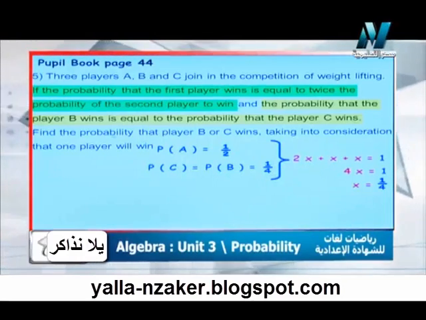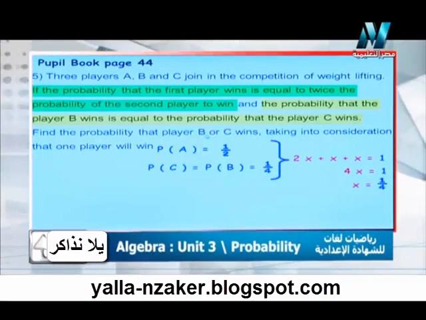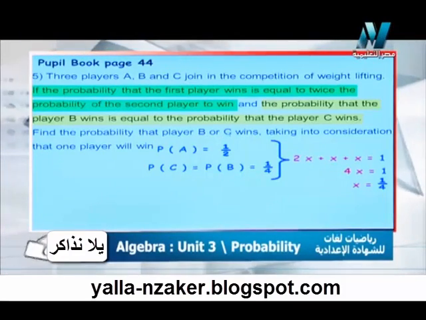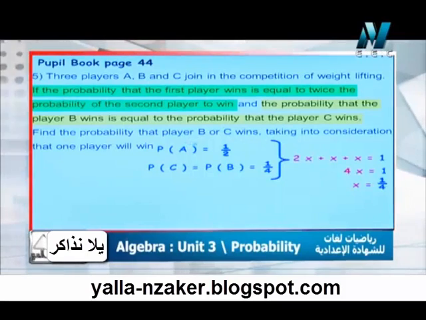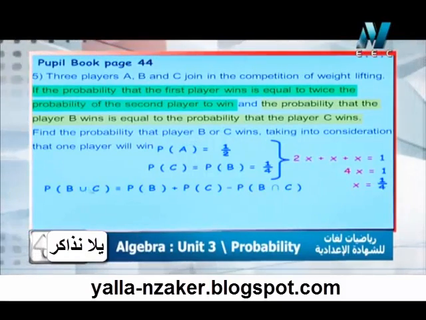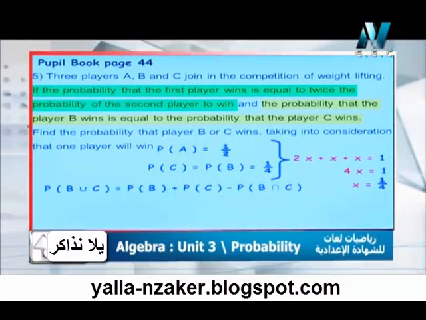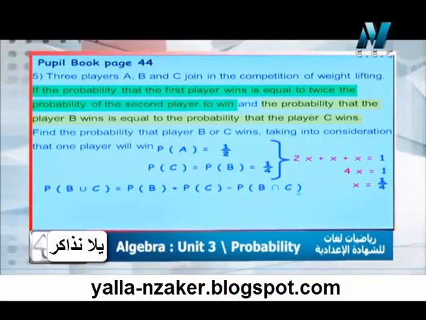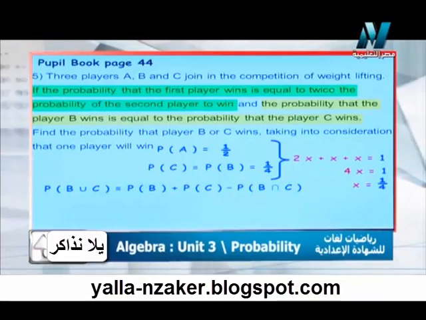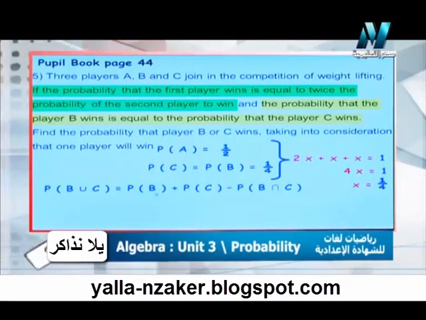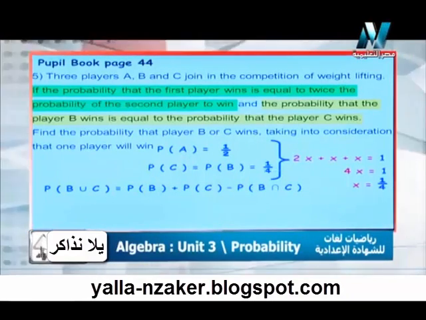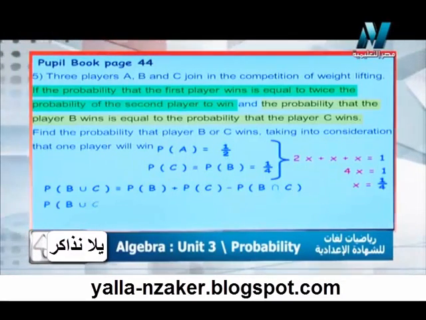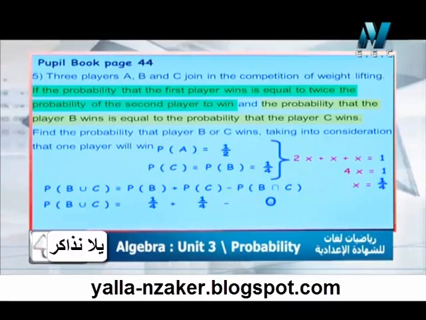What do you want to find? The probability that player B or C wins, which means the union of these two probabilities. So the probability of B union C equals the probability of B plus the probability of C minus the probability of the intersection of B and C. Let's write the numbers. The probability of B union C equals the probability of B, which is a quarter, plus the probability of C, a quarter, minus the probability of the intersection, which is 0.